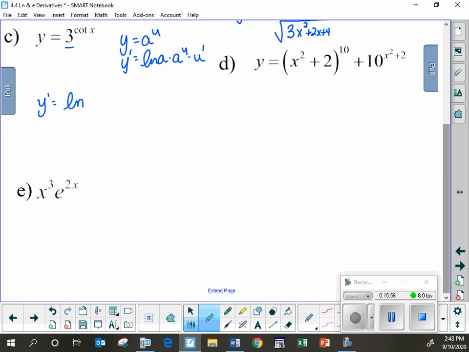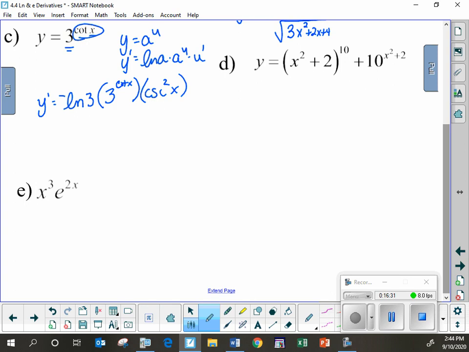My a is the 3, so I'm going to have natural log of 3 times itself, so 3 raised to the cotan of x, and then I need to take the derivative of my exponent. The derivative of cotan is a negative. I'm going to put that negative way out front, and the derivative is a cosecant squared x. The derivative of the inside x is 1. And I think we've got it. And we laid it out pretty nice. I don't see any reason to rewrite that. It's sitting in a very nice order.